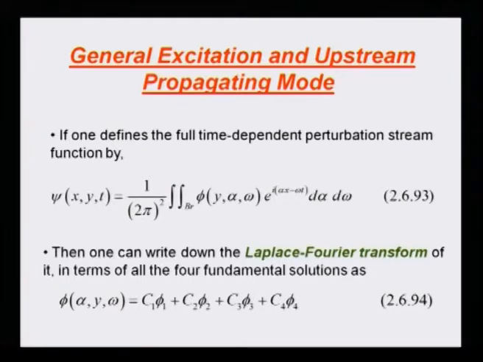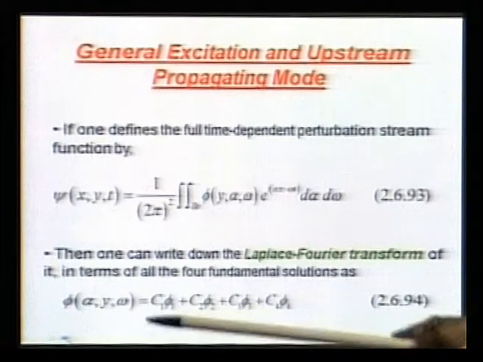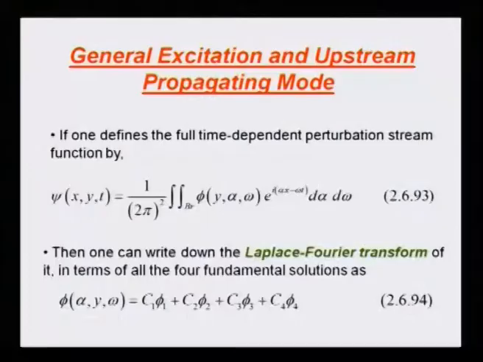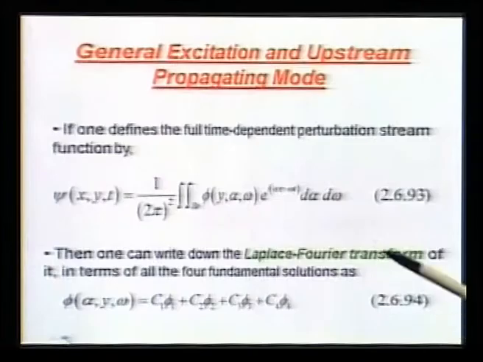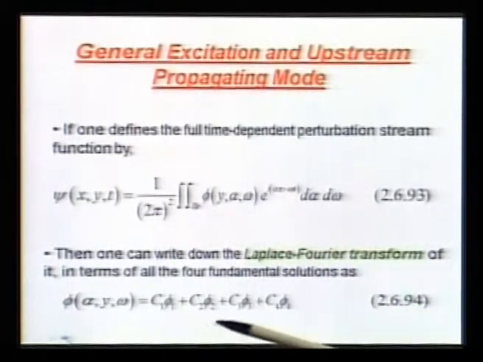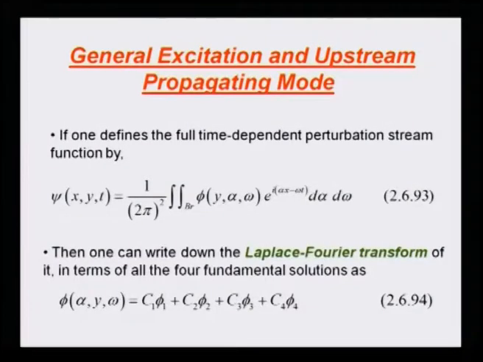Because now you have to satisfy the boundary conditions not only at the wall but also in the free stream, you will perforce have to keep all these 4 modes with multiplicative constants C1, C2, C3 and C4. This is what we are doing. We are defining the disturbance stream function in terms of its Laplace transform, and those are again split in terms of the 4 fundamental modes.